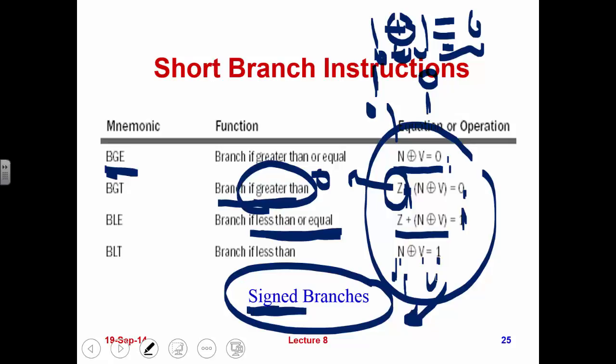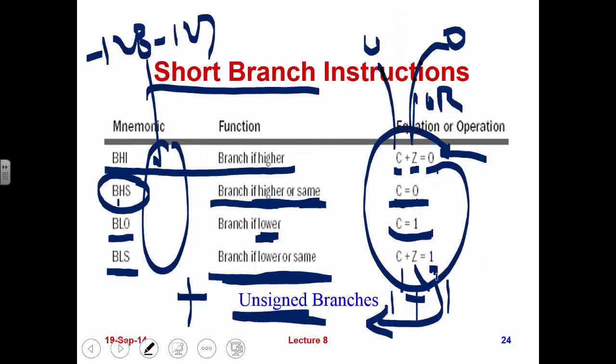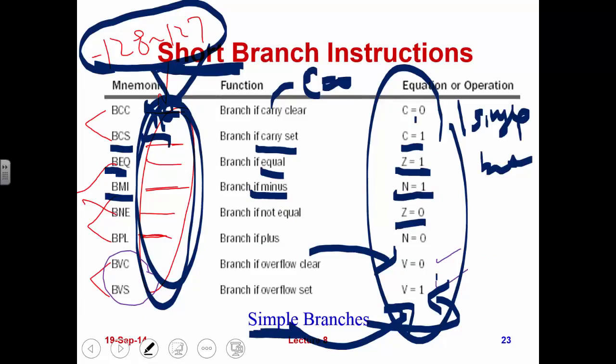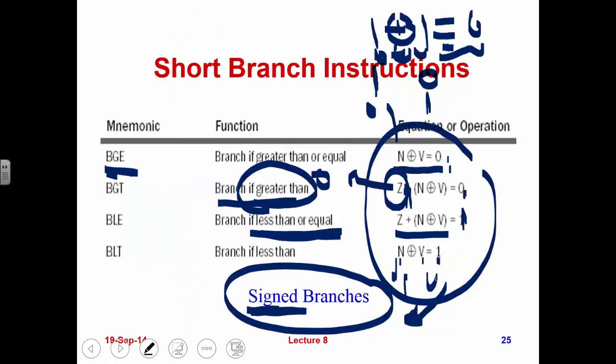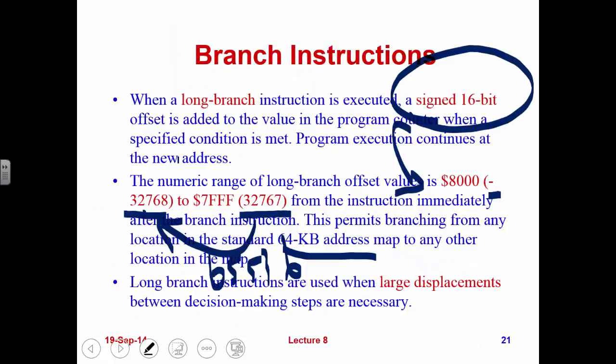About the machine, this is called relative address mode, different things. So all these are pretty much short branches. All these are short branches, even the unary branch, the simple branch, the unsigned branches, and the signed branches are also short branches. In other words, the operand is in the range from -128 to 127.